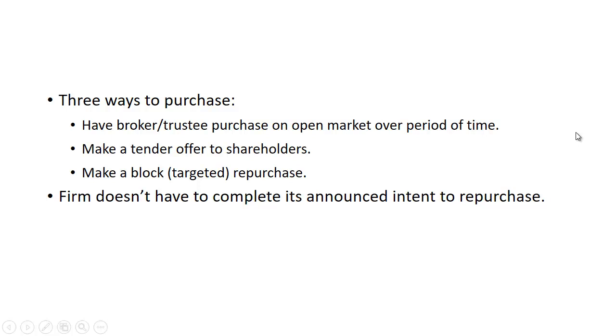So there are three ways to do the purchase. They can just have a broker or trustee purchase on the open market, the same way you would, right? You go to your E-Trade account or your Schwab account, and you just purchase shares of the stock. They can make a tender offer to shareholders. That is, they can say, we're looking to buy back a certain number of shares at this price, and any shareholders that are interested can tender their shares back to the firm. Or they can target some large repurchases. So make a large block purchase, okay, purchase a large amount, say from a mutual fund or from a pension fund. And keep in mind, the firm does not have to complete its announced intent to repurchase. So they might say they're going to repurchase a certain amount, and they may repurchase less.